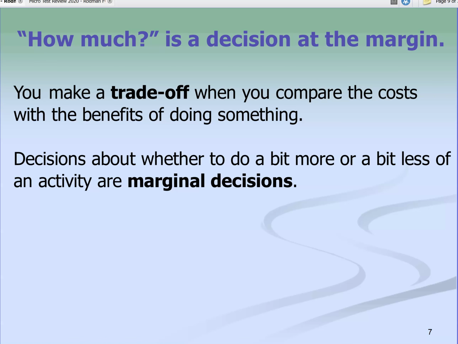Who are you going to eat lunch with? There's a trade-off there. You're making decisions about which friends you're going to have lunch with, or where you're going to go for lunch. All of those are trade-offs, decisions made at the margin as they're actually happening.